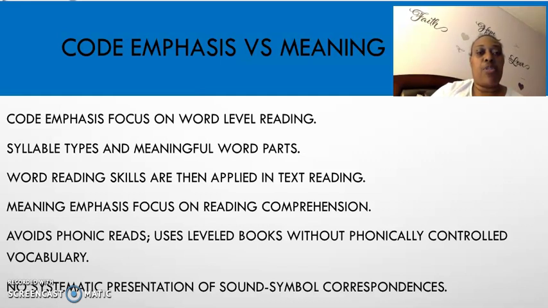Now, code emphasis versus meaning emphasis. Code emphasis focuses on word level reading, and meaning emphasis focuses on reading comprehension. Now, explicit, systematic, cumulative teaching of phonemics. Children are directed to pay attention to the sense of the sentence before guessing at the word, and context is the first clue. And explicitly and systematically teaching students sounds starting in kindergarten. That's where they start teaching.